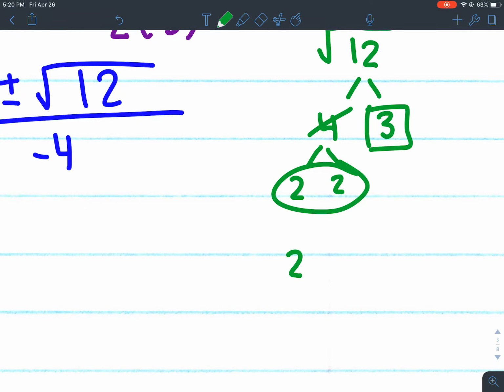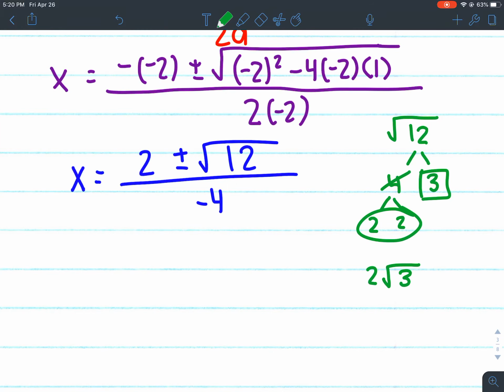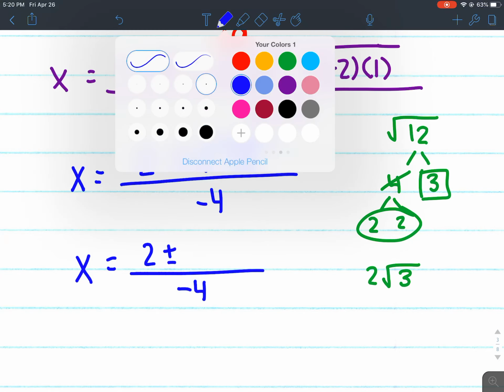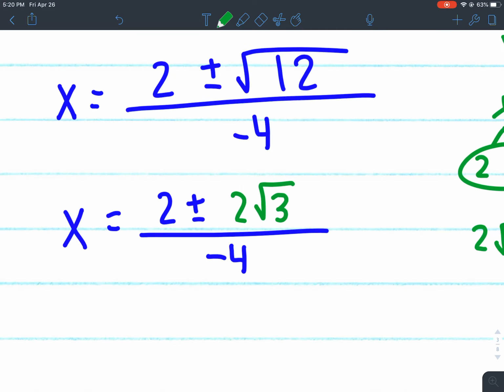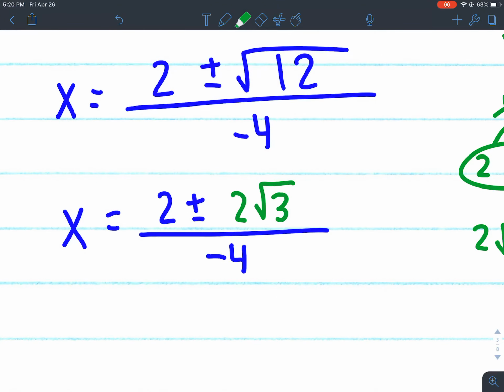So remember, we're going to take one car and we're going to have the 3 on the inside. So when I rewrite this, everything is exactly the same as always. All I did was simplify square root of 12, and now I have 2 square root of 3. Okay? And then lastly, before you wrap everything up, you're going to look at your 3 main numbers here.